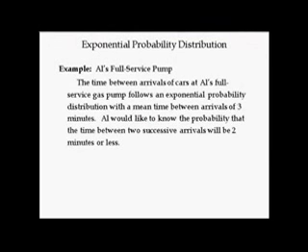The time between arrivals of cars at Al's full-service gas pump follows an exponential probability distribution with a mean time between arrivals equal to 3 minutes. I would like to know the probability that the time between two successive arrivals will be 2 minutes or less. In statistics notation, we write this as, what is the probability that x will be less than 2? Note x0 is equal to 2 in this problem, and mu equals 3.